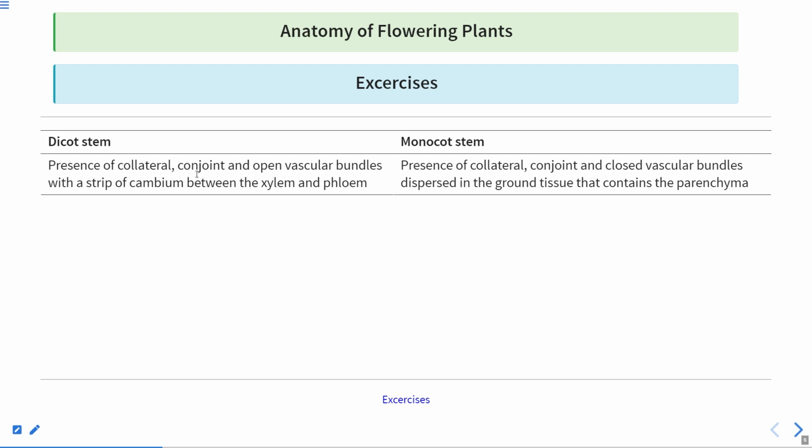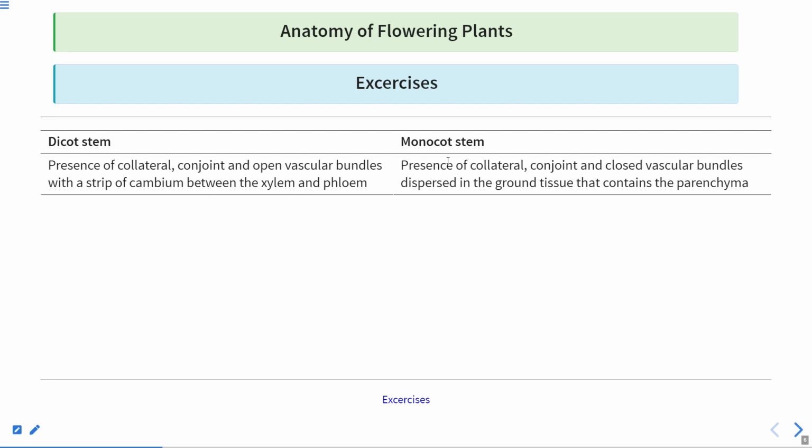Presence of the collateral, conjoint and open vascular bundle. Now, if you see clearly each and every vascular bundle in the case of dicot stem, it is a collateral vascular bundle. Conjoint means xylem and phloem are present at the same radius. It is not present on a different radius. It is present on the same radius. And open vascular bundle means cambium is present, with a strip of cambium between the xylem and phloem. Open means the presence of the cambium. Okay, the strip of cambium.